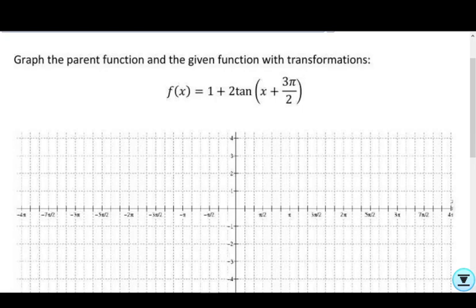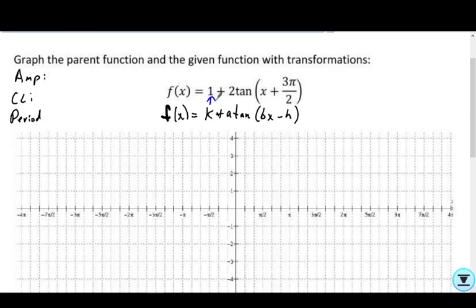Okay, so we're practicing graphing tangent. So again, I always do this so that I can kind of see what's going on. So k plus a tangent bx minus h. Okay, so let's see. Amplitude, center line, period.